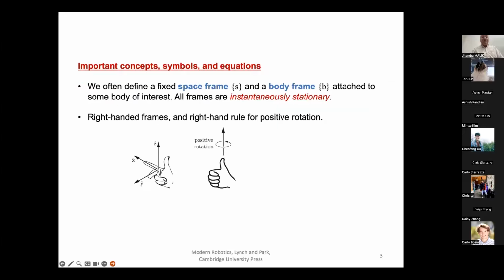Okay, so let me explain this better with the terminology first. We have a space frame S, which could be at the base of the robot. It could be a corner of the room. We have a body frame B, which is attached to some body of interest. So that's generically some frame which moves. And very often we might consider B to be the end effector. So the end effector of the robot may be where the frame B is. And all frames are right-handed. Okay, so this is hopefully stuff you remember from your physics and math classes.